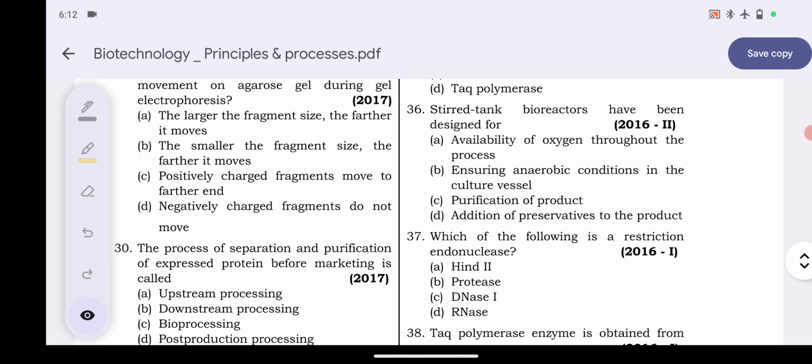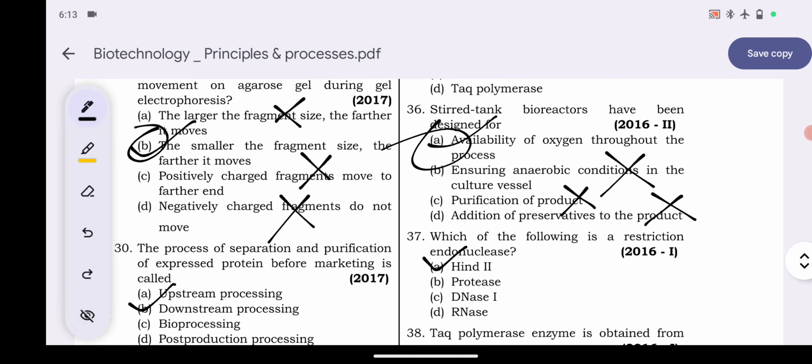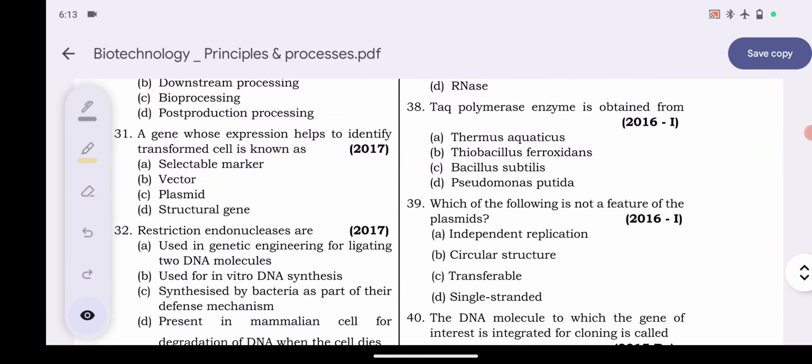37. Which of the following is a restriction endonuclease? Option A, Hind 2, protease, DNase 1, RNase. So simple, your answer is option A, Hind 2. Hind 2 was the first restriction endonuclease discovered. A is the answer.